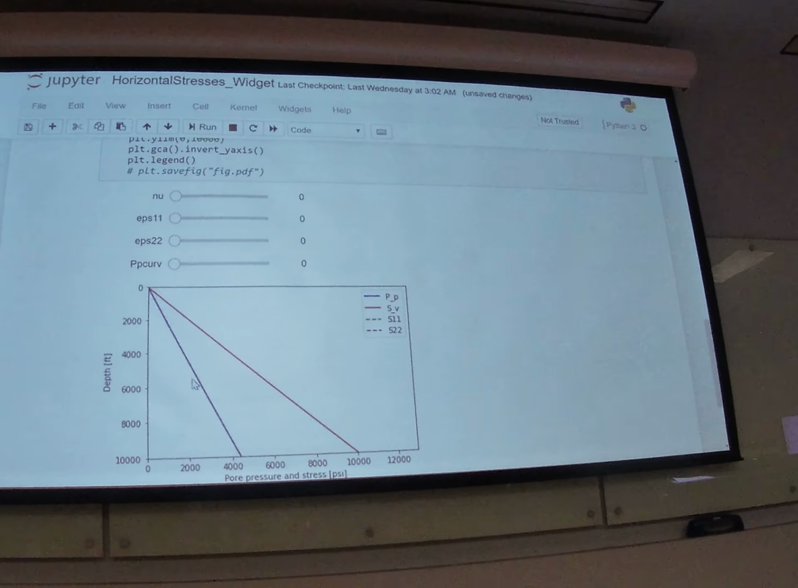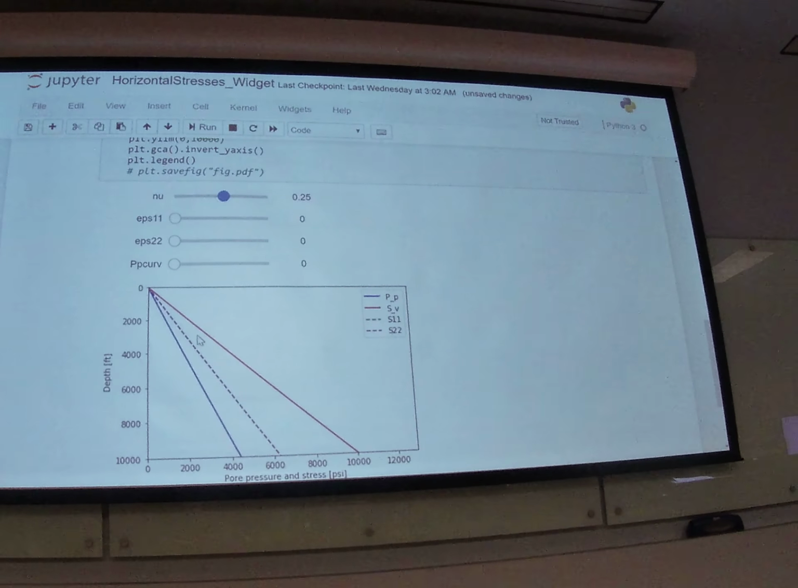So here is the vertical stress, and this is pore pressure as a function of depth and as a function of the Poisson ratio and tectonic strains and a parameter for the pore pressure. In this example, I should probably have started with a more realistic value of Poisson ratio, but now the Poisson ratio is 0. Let me put something a little bit more realistic, like let's say 0.25.